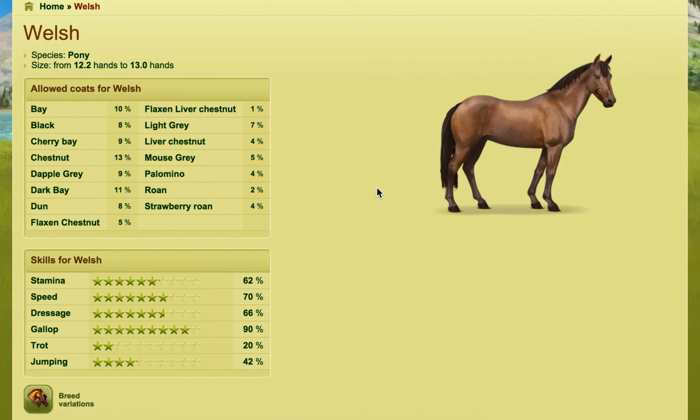So whenever you're picking for purebreds, pick horses that are suitable. You might be one of these people that just loves a breed and you think, I just want to do that.